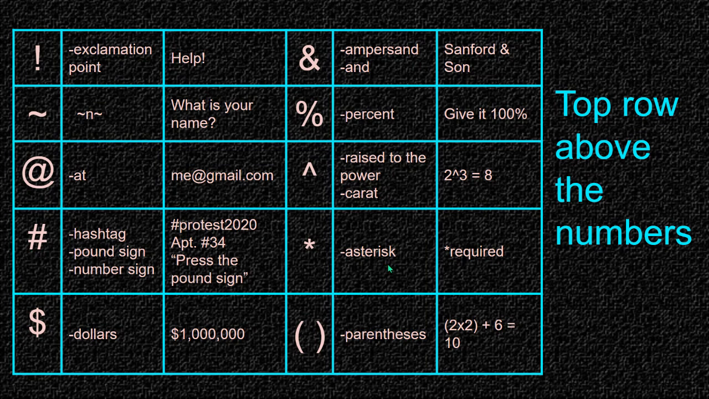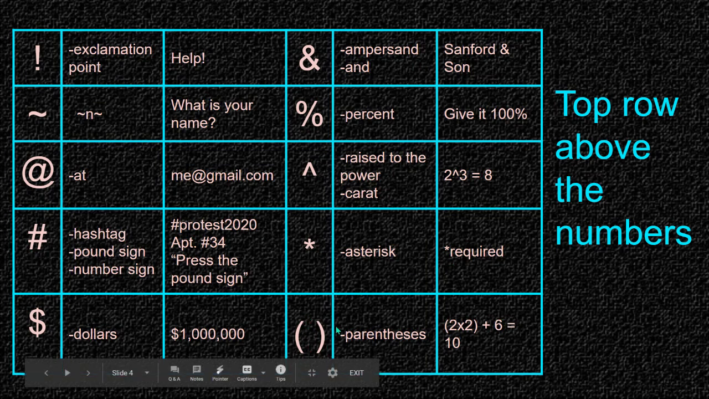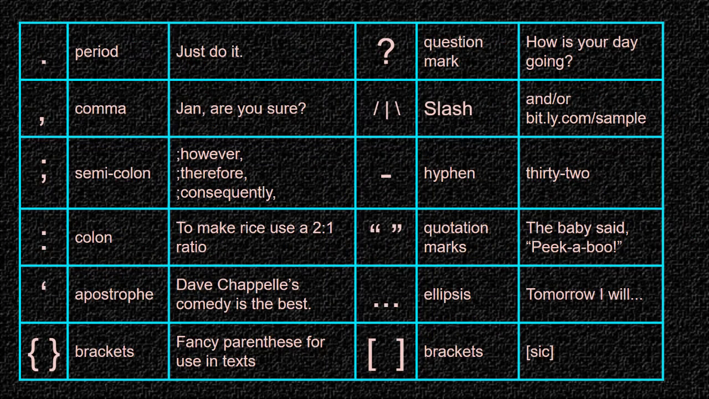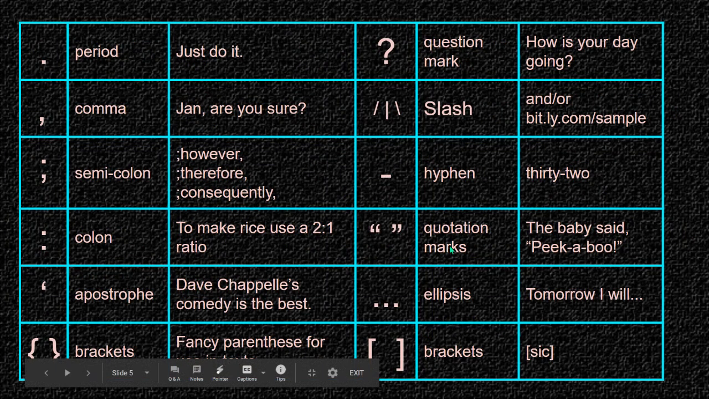Here's the asterisk. We see this very commonly when we do things on the computer, and they'll say they're required. You see that asterisk all the time. But you can also use it in a textbook to show a footnote or a citation. Then there's parentheses, which we might use for many purposes, but again, we can use them in math, like 2 times 2 plus 6 is equal to 10. And then on the right-hand side of your keyboard, you have a bunch of other buttons.